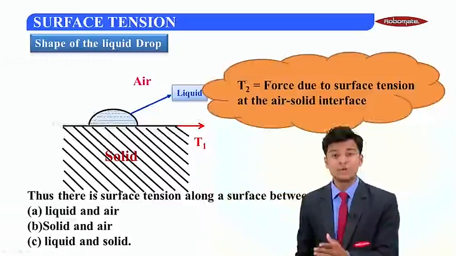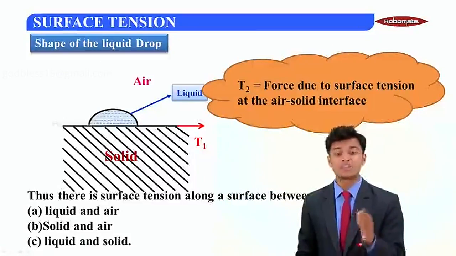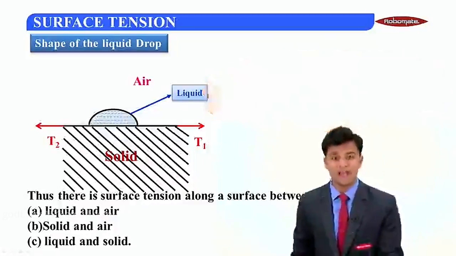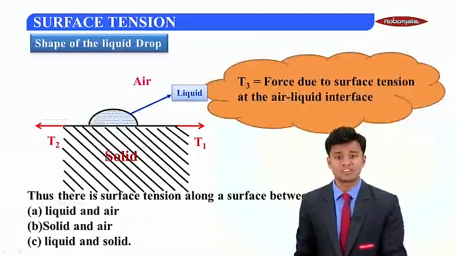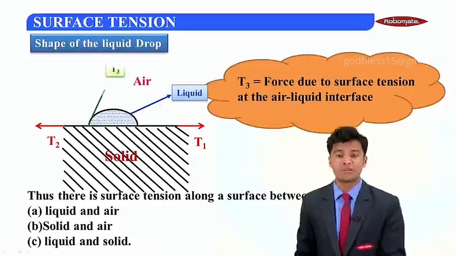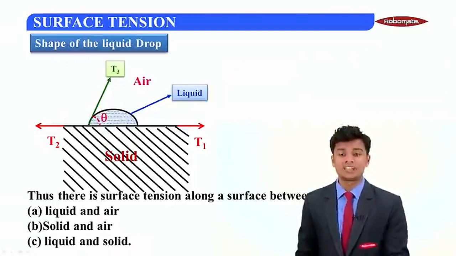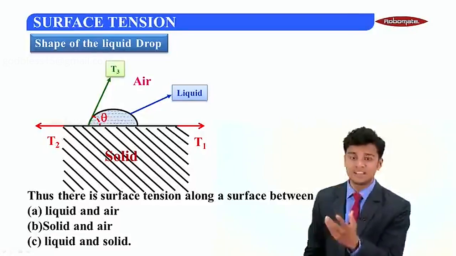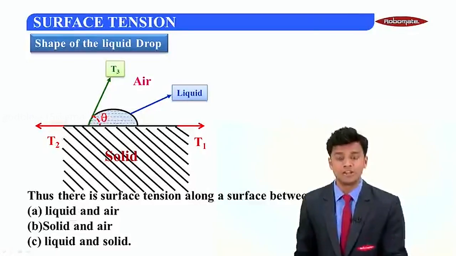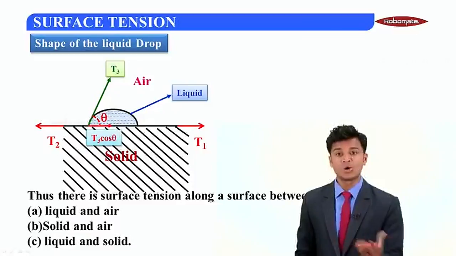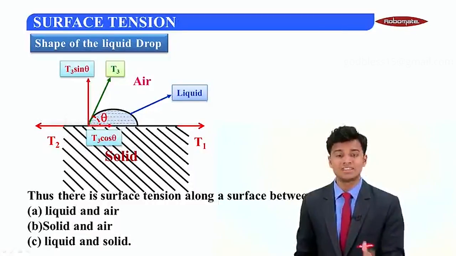Similarly, I can say that T2 is the force due to surface tension at the solid and air interface, which is something like this. And finally, I have T3 as the force due to surface tension at the interface between air and liquid, which is something as shown with the help of green arrow. Now class, if I consider theta to be the angle of contact, I can resolve the green colored arrow, that is T3, along the x-axis as T3 cos theta and along the y-axis as T3 sin theta.